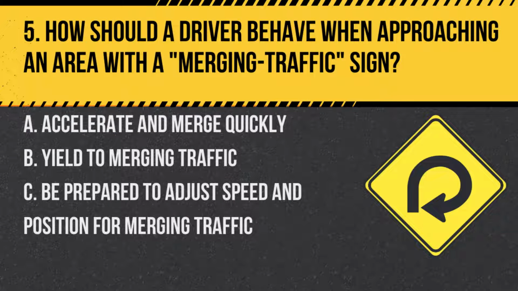Question 5. How should a driver behave when approaching an area with a merging traffic sign? A. Accelerate and merge quickly. B. Yield to merging traffic. C. Be prepared to adjust speed and position for merging traffic. Answer C. Be prepared to adjust speed and position for merging traffic. This sign indicates that traffic will be entering from another road and drivers should be ready to accommodate merging vehicles.